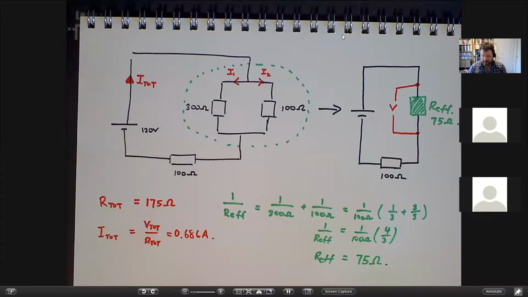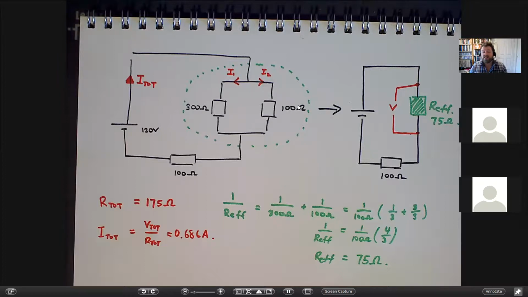Don't worry too much if you made some little error along the way, but that's where we're at now. And now the thing that we really want to work out though is, how does this 0.68 amps split up between this way and this way? Is it that this guy here gets almost all of it?